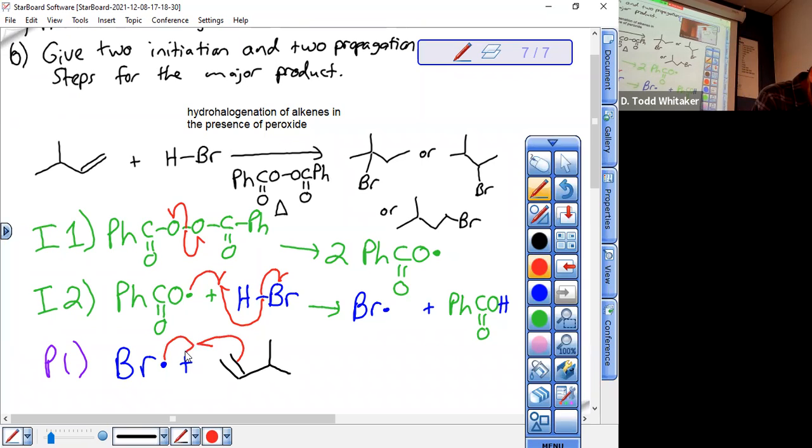You want to make it happen on the end carbon because the other half wants to go to the more stable secondary carbon to make a radical. You don't want a primary carbon radical. You want a secondary carbon radical.